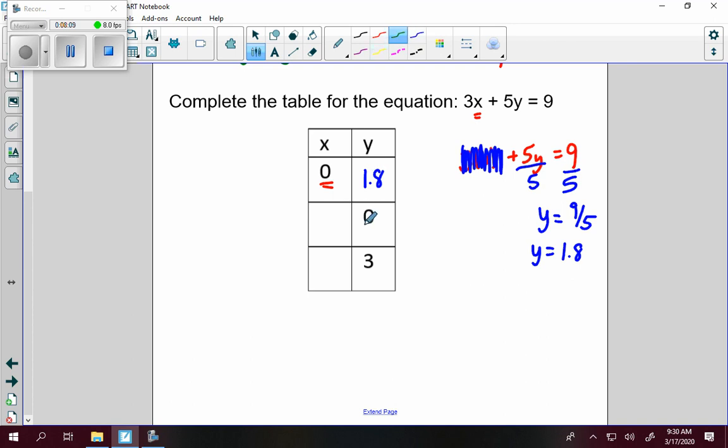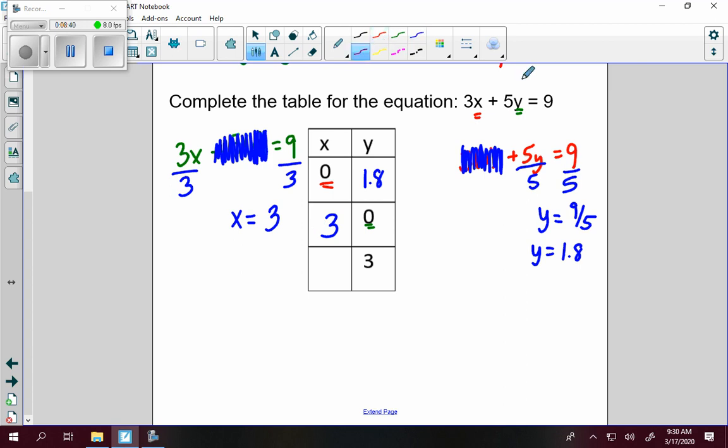So then I move on, and if I get y equals 0, I'm going to put 0 in for that y. So I have 3x plus 5 times 0 equals 9. And again, anything times 0 is 0, so I can cross that out. And I just solve for x. So I just divide by 3, and I get x equals 3. So another point on the graph of that line would be 3, 0.